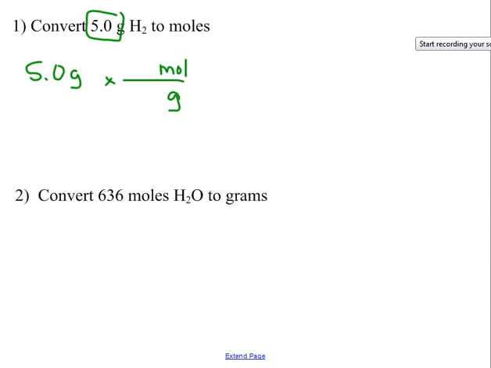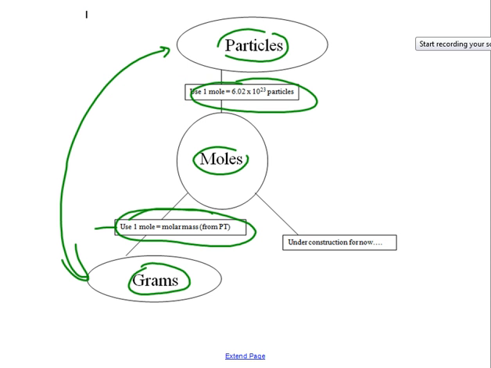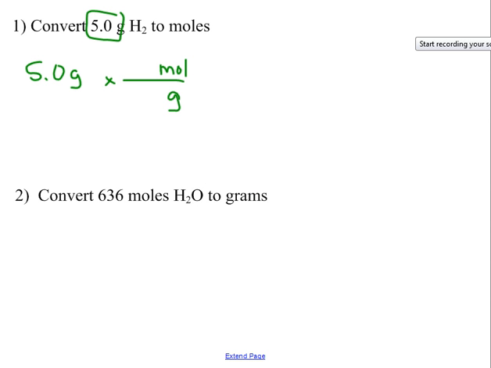And before I go on with this problem, I'm going to go back and show you what I mean on our map here. We started with a number that was in grams. We're trying to go to moles. So all I need is the 1 mole is equal to the molar mass from the periodic table fraction. So this is just a single step problem, a single fraction problem.